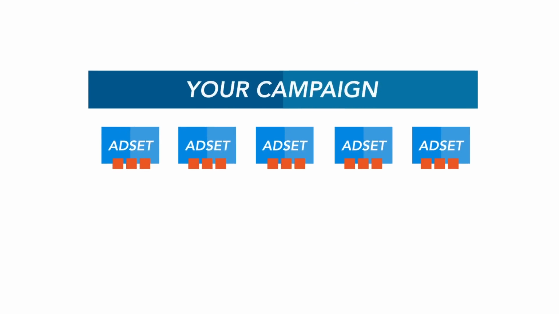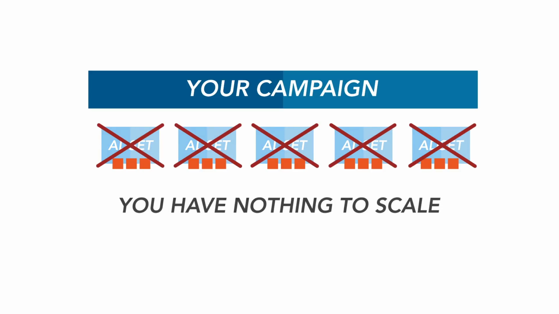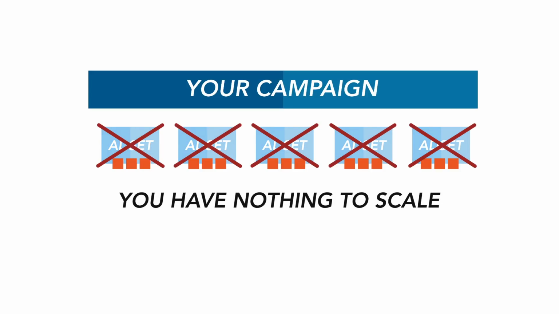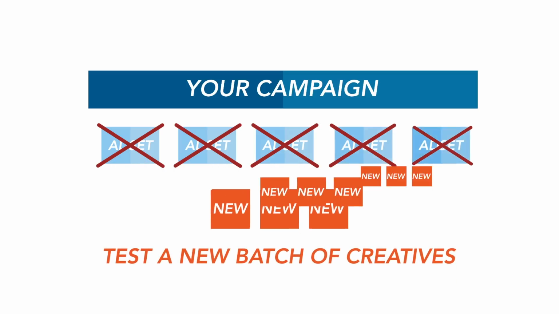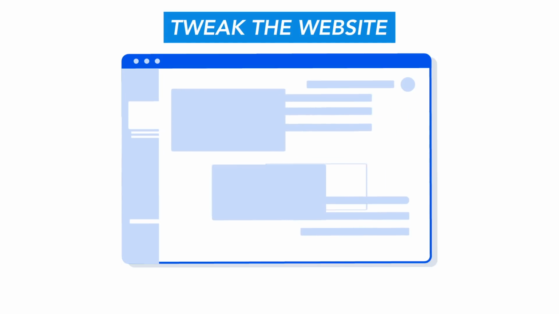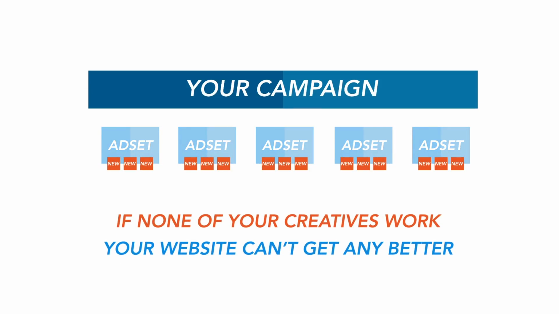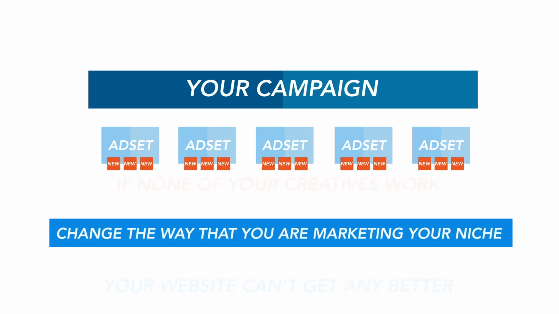Now, it's very possible that every single one of your original ad sets perform poorly and you have nothing to scale. In this case, you should test a new batch of creatives using the same audience. You can also tweak the website according to the data that you are receiving. If none of your creatives work and your website can't get any better, you might want to consider changing the way that you are marketing your niche.